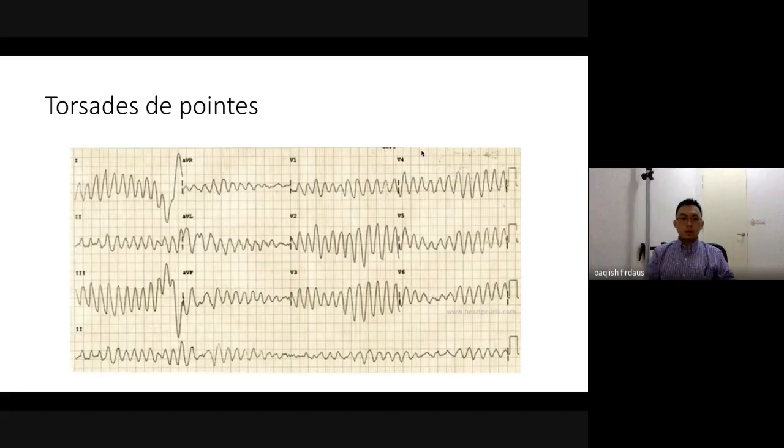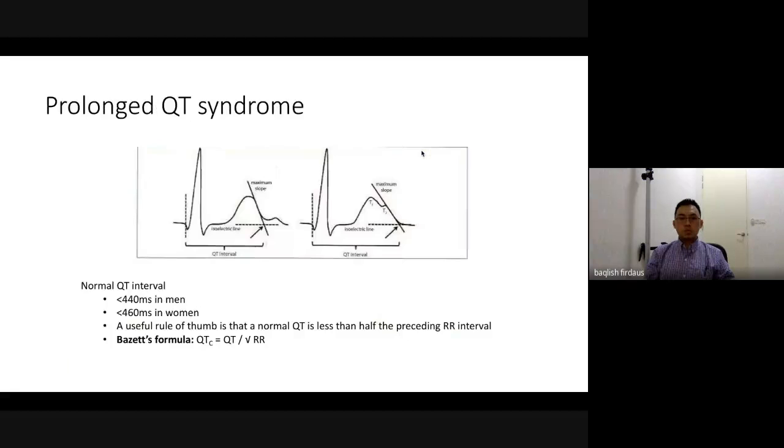Then the cause of torsades is usually prolonged QT. What is prolonged QT? It means the QT interval is prolonged. The normal QT interval is different between men and women. So how to remember it?